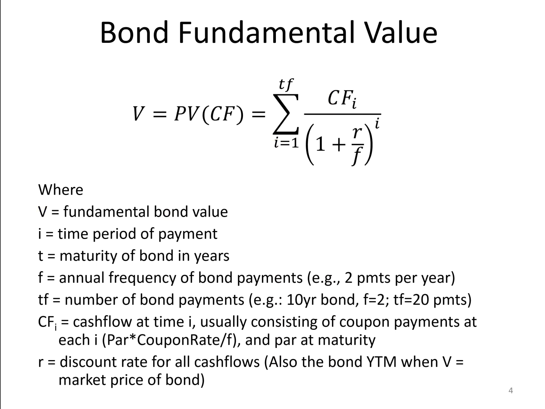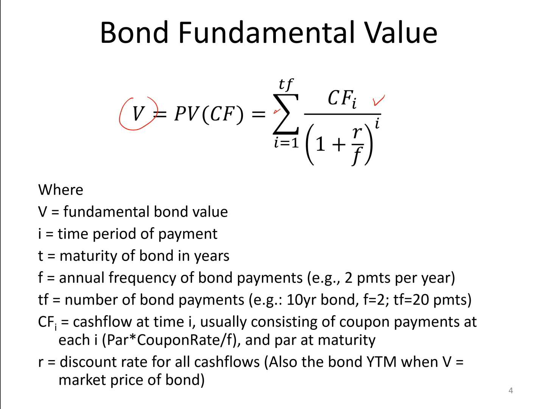The fundamental value of a bond, we'll call it V, is the present value of all expected cash flows. That can be written as the sum from i equals 1 to T times F of each cash flow at time i, discounted at some rate R. Let's talk a little more about this formula.